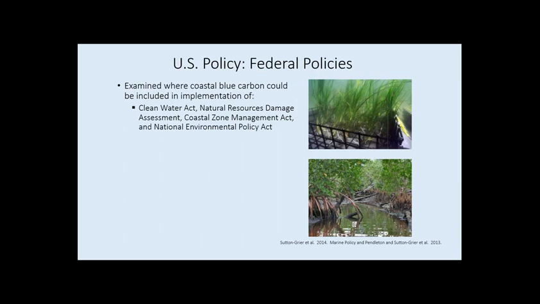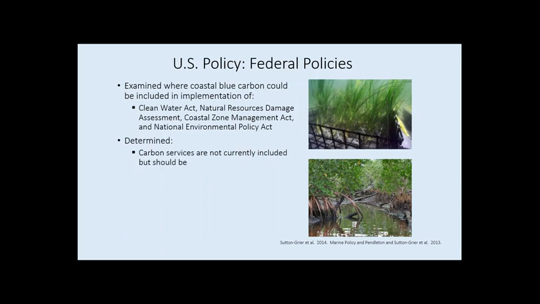And so one of the first analyses that I had a chance to work on with several colleagues was to actually examine where in U.S. federal policies would coastal carbon potentially fit in. So along with several colleagues, we examined policies such as the Clean Water Act, the Natural Resources Damage Assessment Process, the Coastal Zone Management Act, and the National Environmental Policy Act. And basically we were asking, do we currently implement these policies keeping carbon services of ecosystems in mind? And if we don't, could we? And what would that look like?